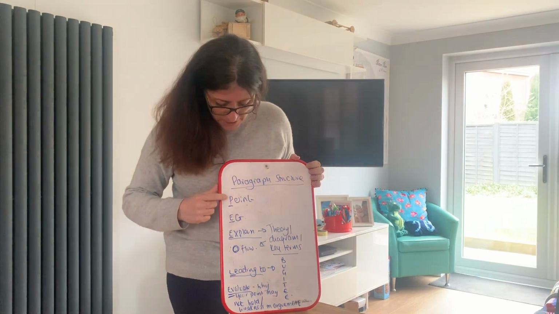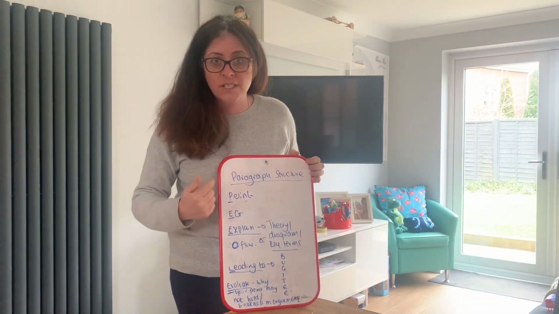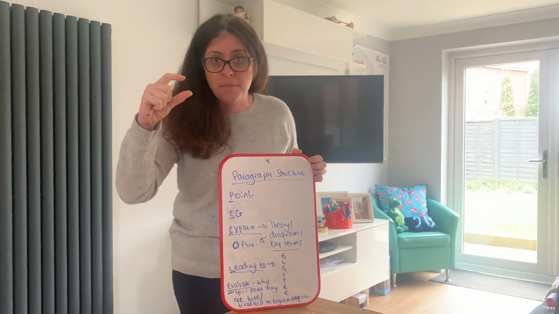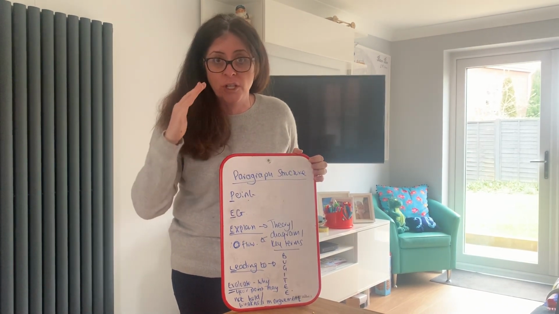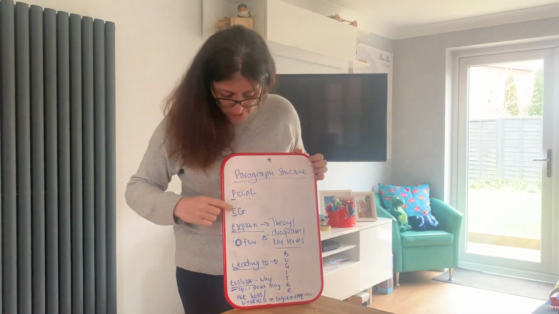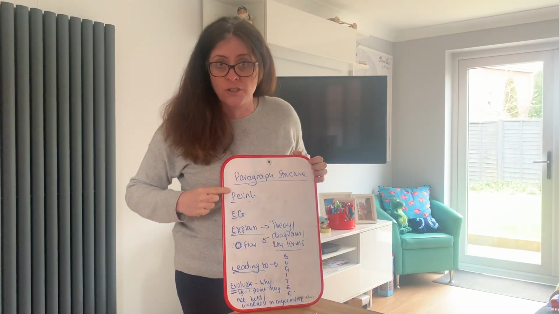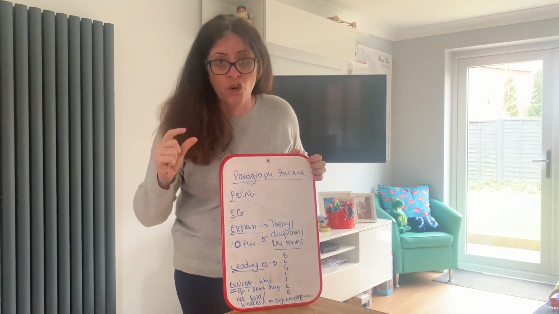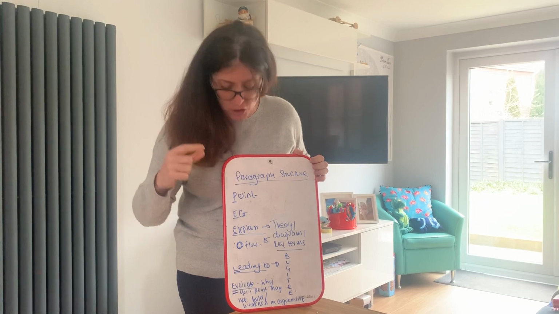So the first thing we need to have is a point. The first line that you need to have in every paragraph is the point that you're trying to make. It should only be a few words in length. Then we have an example. Now the example is going to illustrate the point which you've just made. Again, this should be really quite short, a sentence, no more.